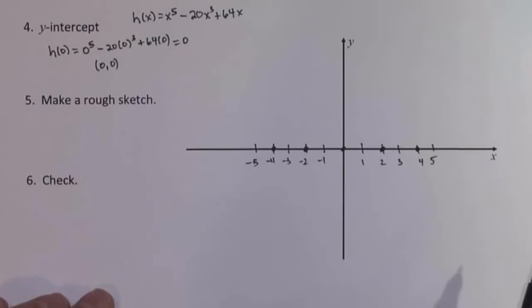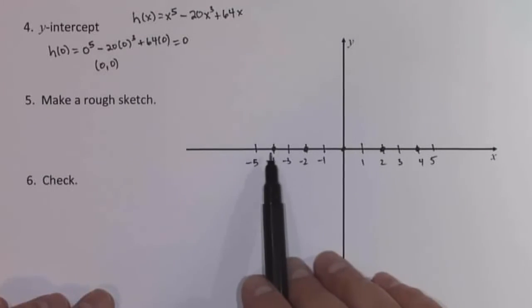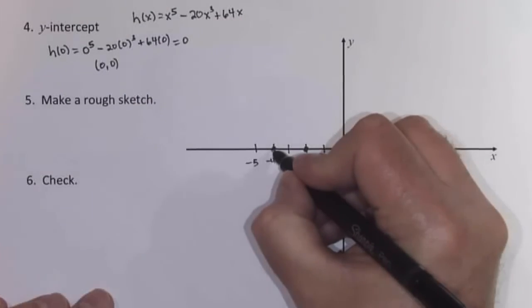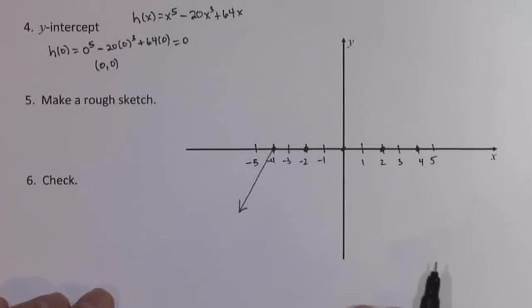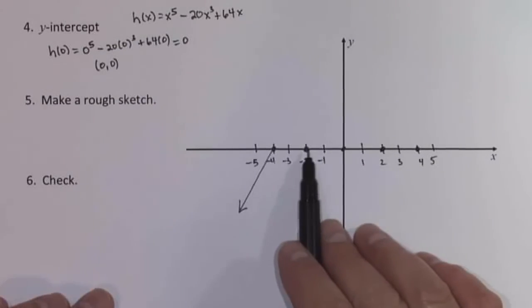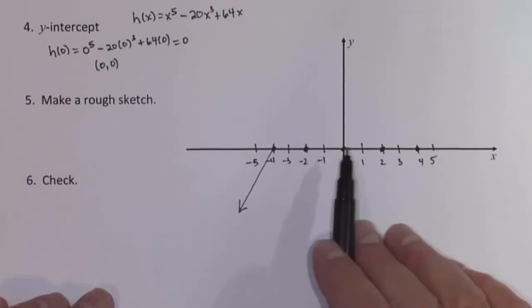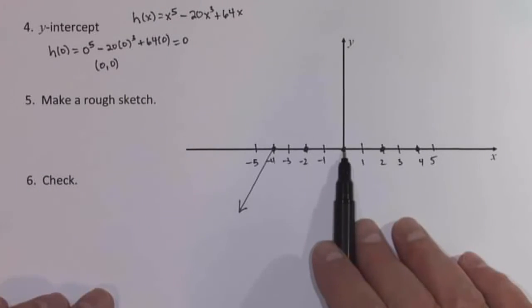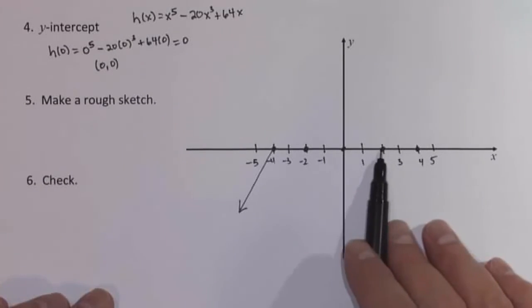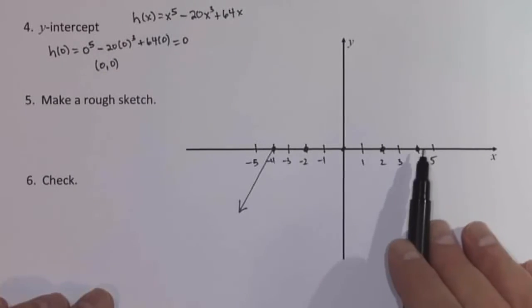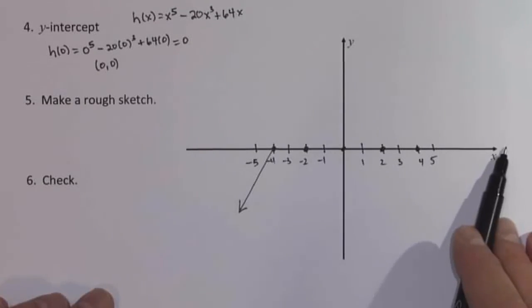Now in step 3, we found that when we were on the interval from negative infinity to negative 4, we would be below the x-axis. So over here the graph's going to be below the x-axis. We found that when we are between negative 4 and negative 2, the graph will be above the x-axis. And then from negative 2 to 0, we're below. From 0 to 2, we're above. From 2 to 4, we're below. And from 4 to the right, we are above.